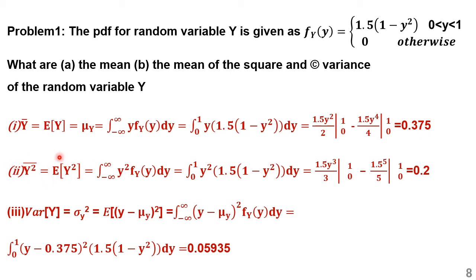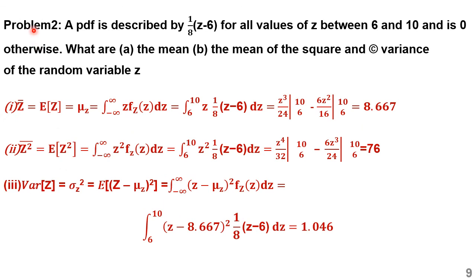Second one, we find the expectation of y square, that is the y square mean, given by the integral of y square fy of y dy, integrated between the interval 0 to 1. We get the answer as 0.2. Finally, we need to calculate the variance of y. It is given as sigma y square, that is the expectation of (y minus mean) whole square, and when we put in the values, we get the answer as 0.05935.